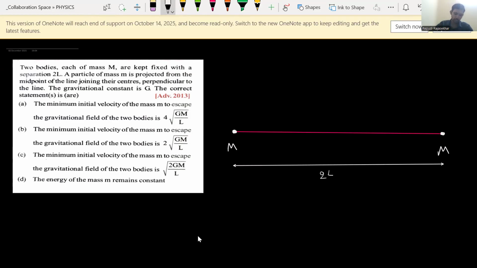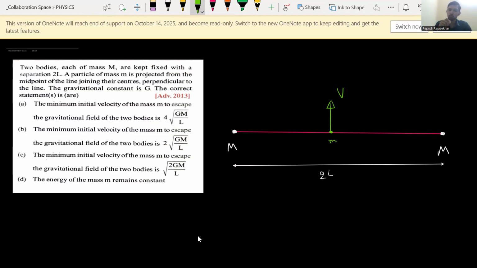And here a particle of mass m is projected from the midpoint of the line joining their centers. Between these two particles, another small particle is projected from the midpoint. So this particle is projected with a certain velocity. We are projecting, so we have to give minimum velocity, so that its velocity is v and the particle mass is small m. Next, the minimum velocity of the mass m to escape the gravitational field of both the bodies. This question is related to escape velocity.